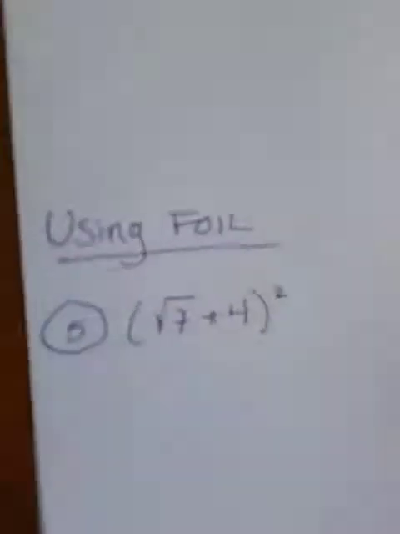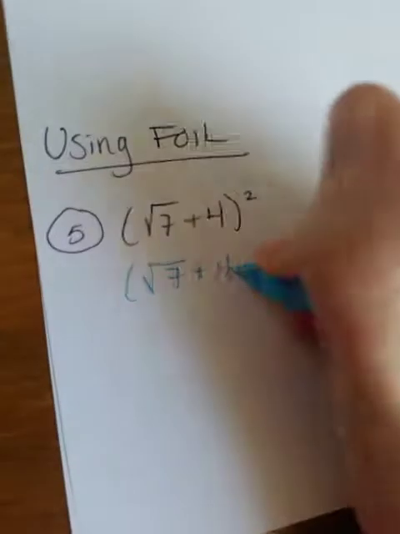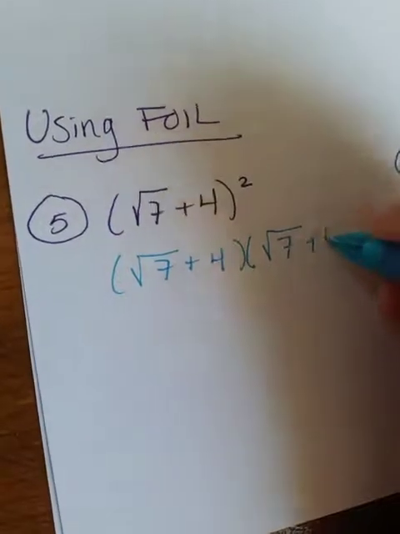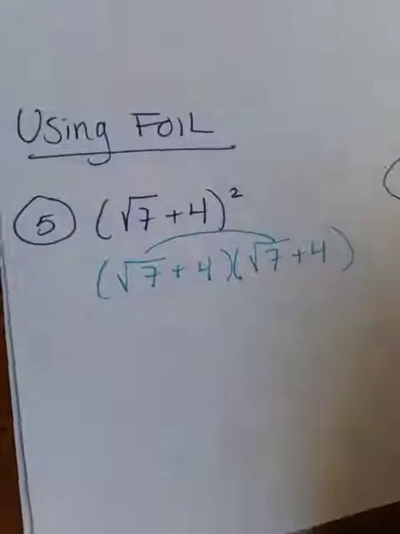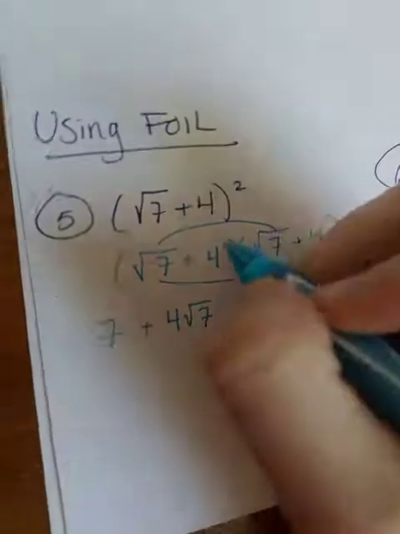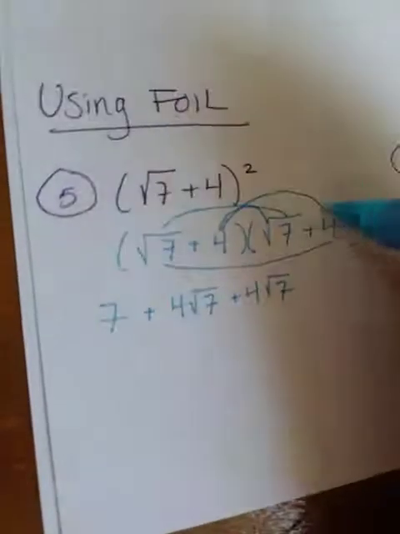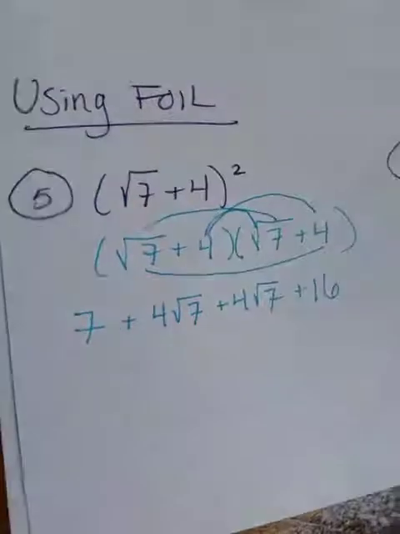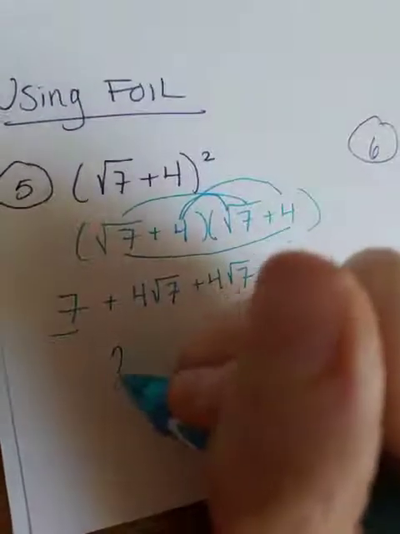Okay, number 5, using FOIL. We've done ones like this before. Remember, if it says a quantity squared like that, you're really doing that parenthesis times itself. And we've already done ones like this, but to refresh your memory. Here I go, FOIL. Root 7 times root 7 is root 49, which is just 7. Root 7 times 4, that's 4 root 7, plus another 4 root 7. And then 4 times 4 is 16. I can add the 7 and the 16 together to get 23.